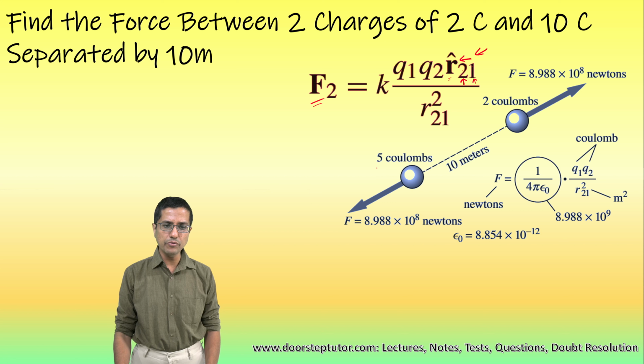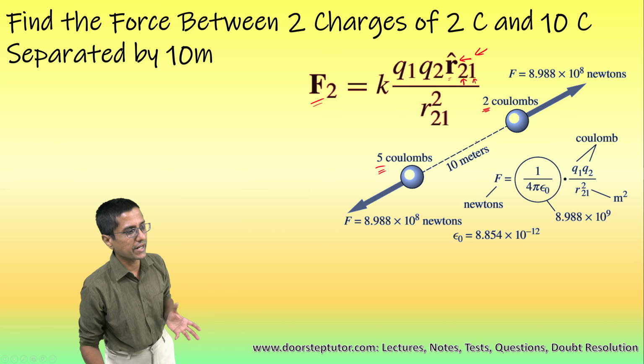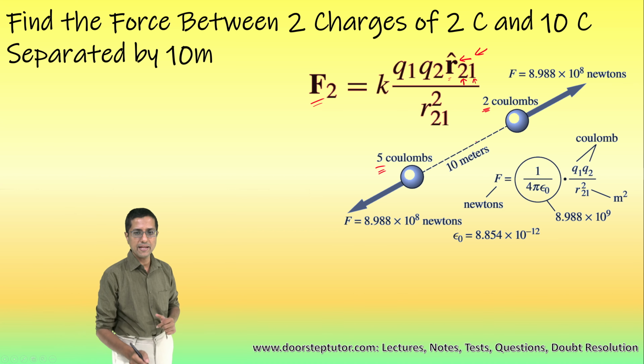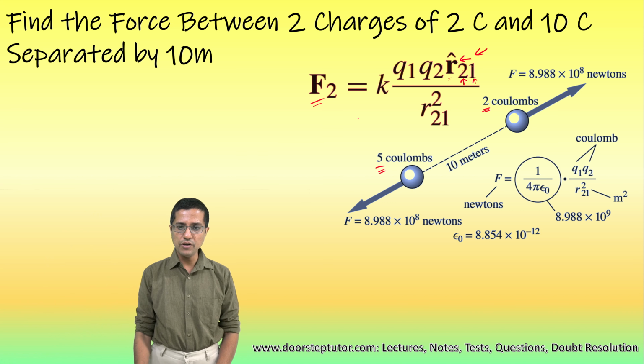Now if I have two charges of 5 Coulomb and 2 Coulomb which are separated by 10 meters, I need to find out what would be the force in Newton. So I would simply apply this formula. The value of K I know, so let us just try to find out the magnitude of the force, what that would be.